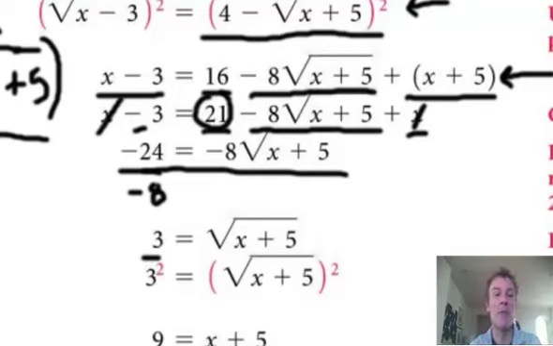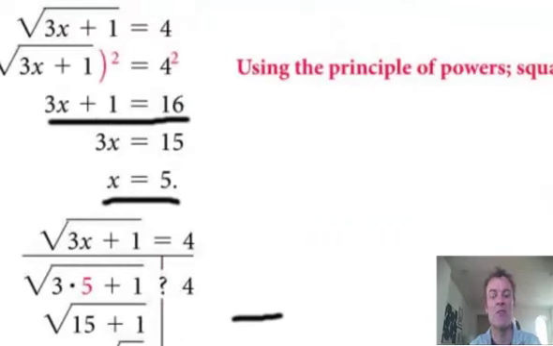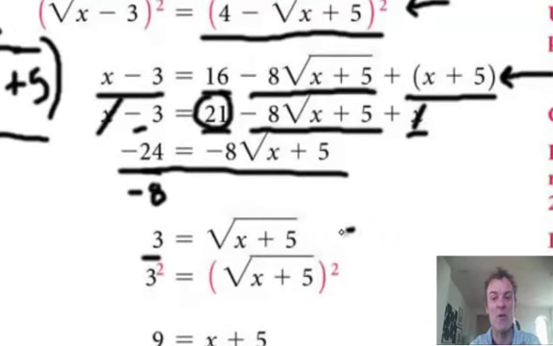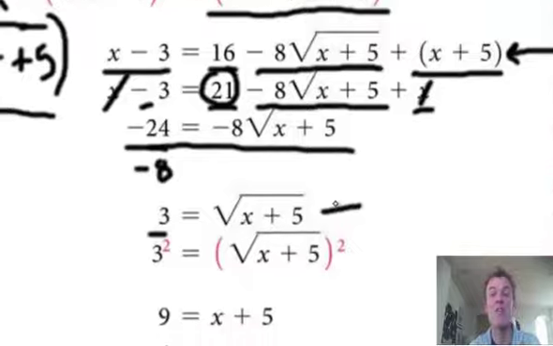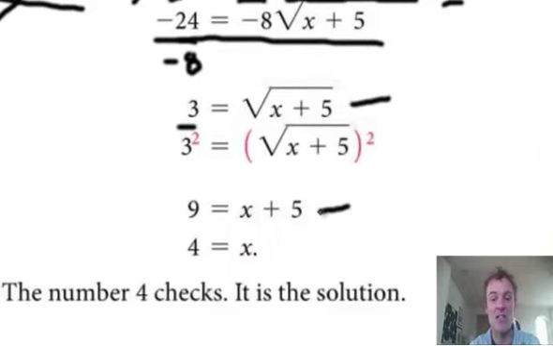Now we're back to something comfortable. Just square both sides. This is the nice bit now. Square the root of x plus 5, I just get x plus 5. Square the 3, I get 9. Take away 5 from both sides, and x equals 4. You can go ahead and check it, but that's it.